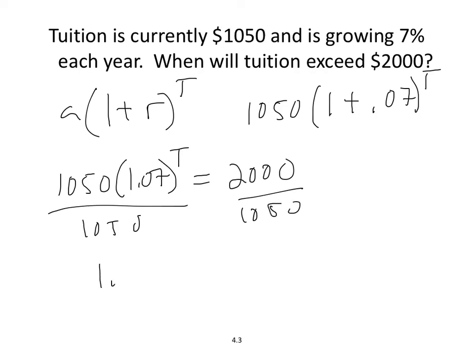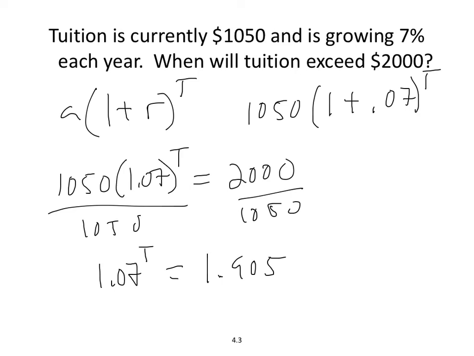So that leaves me 1.07 to the t equals whatever that answer is. I'm not going to be lazy with this one. I'll actually do some calculation. Okay, my calculator says that is 1.905. I rounded to 3 decimal places. Honestly, I'm just going to leave the full value on my calculator and not round, so I might get a slightly different answer.